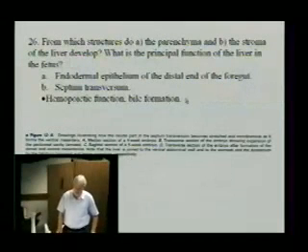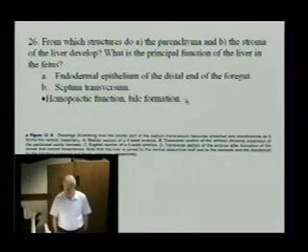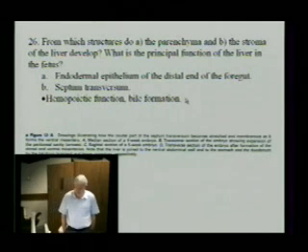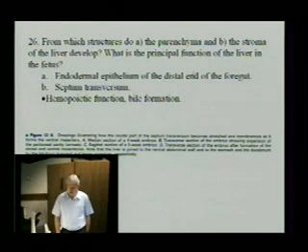So in a question format, from which structures do A, the parenchyma, and B, the stroma of the liver develop? So this will give us a bit more of an understanding of this. And what is the principal function of the liver in the fetus?